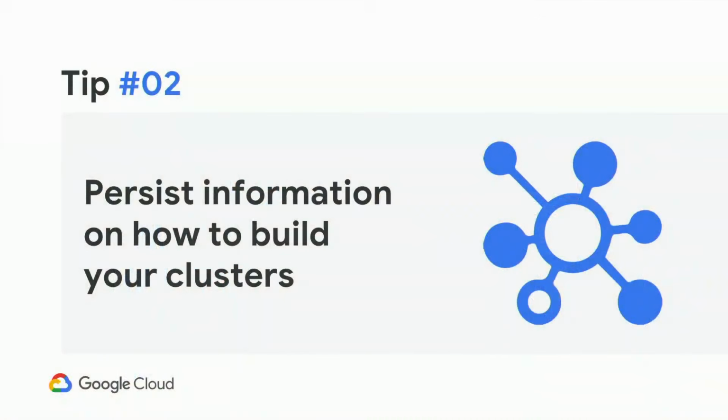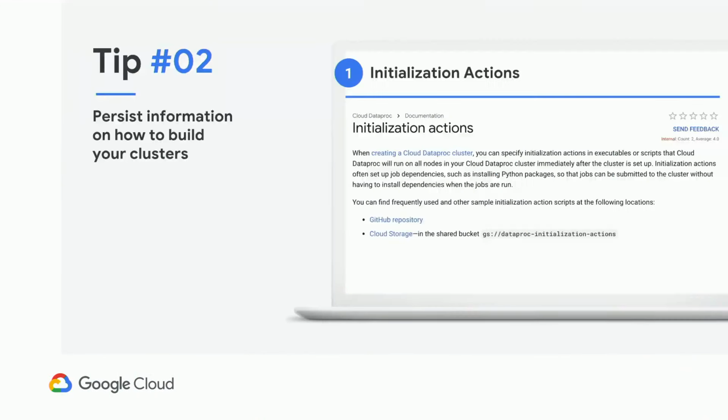Persist information on how to build your clusters. Talk to me more about this. Yeah, so on an earlier slide, we were talking about how sometimes it can be frustrating to get the configuration exactly right for your cluster, and there's maybe a lot of manual setup you have to do even once your cluster is up. And so we have several ways to eliminate this frustration by persisting this information about how to build your clusters. So the first way in which you can do that is using what's called an initialization action.